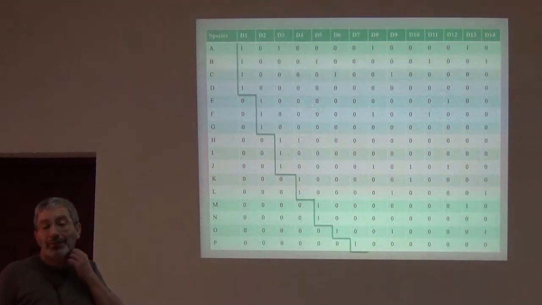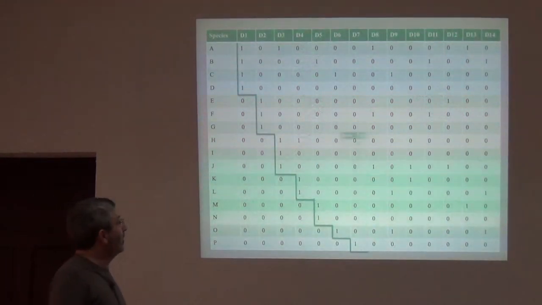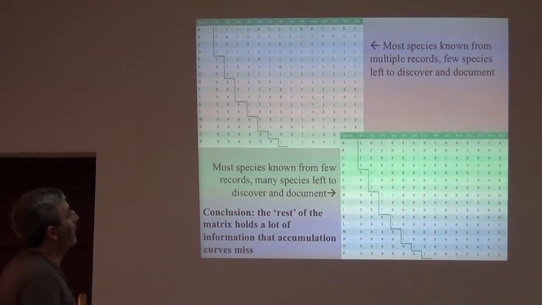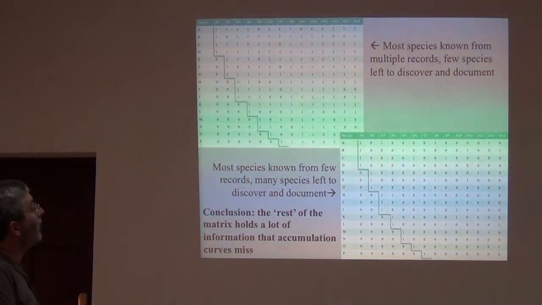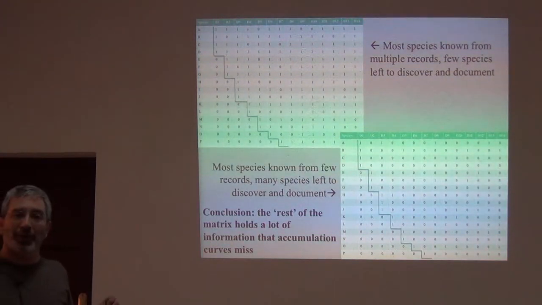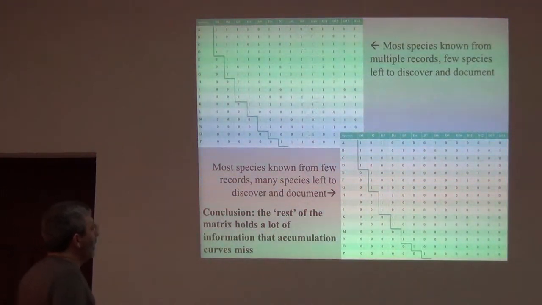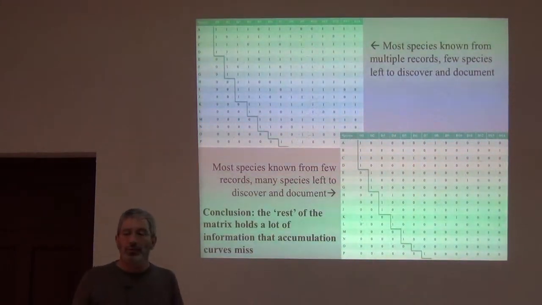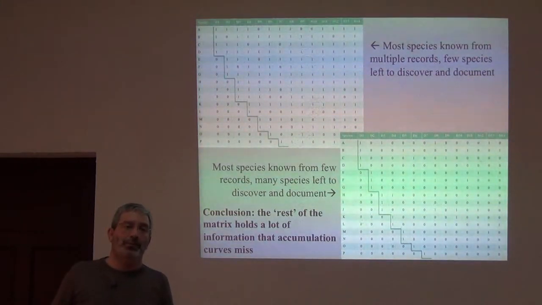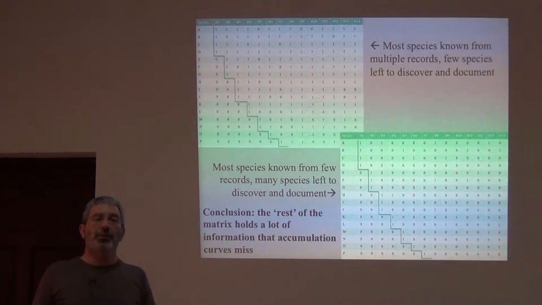Okay, I'm not going to make you answer the question about which inventory is more complete. Most species are known from multiple records in that one. Many species are known from very few records. All I'm saying is that the rest of the matrix includes a lot of information that you are ignoring when you're doing species accumulation curves. Anybody argue with me on that? Good.